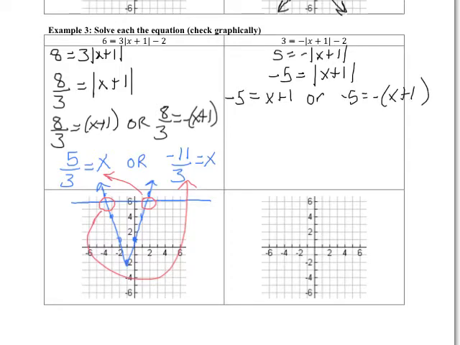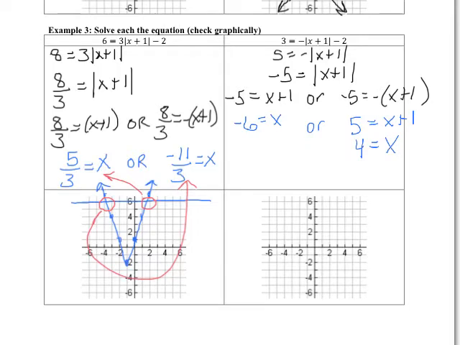If I continue to solve this down, I'm going to get on my first one, subtract 1 from both sides, and I'll get -6 is equal to x. And then if I do it for the second one, I'm going to have 5 is equal to x plus 1, or 4 is equal to x, not 6.